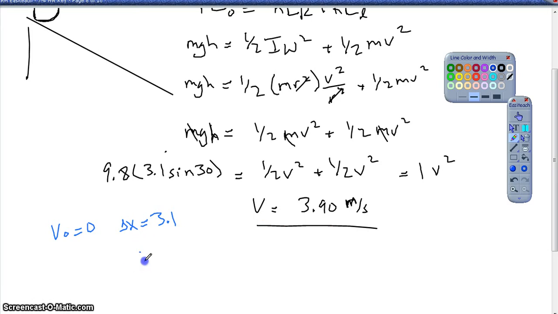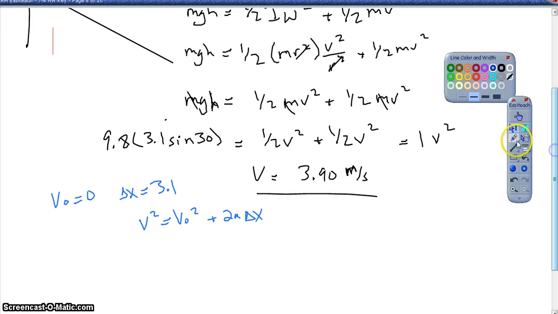We could use v squared equals v sub 0 squared plus 2a delta x to find the acceleration. When I do that, I'll trust that you can plug in the numbers here, right? I find the acceleration should be about 4.91 meters per second squared. So I've got my acceleration resulting from this.